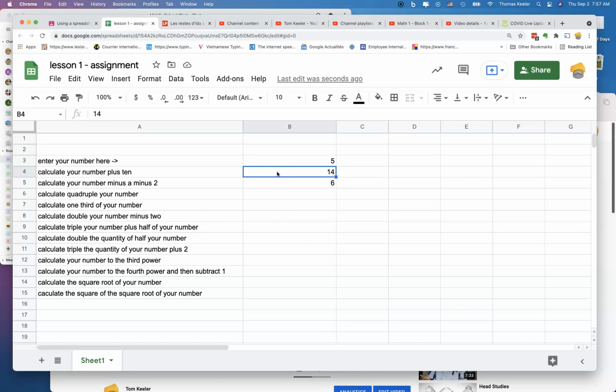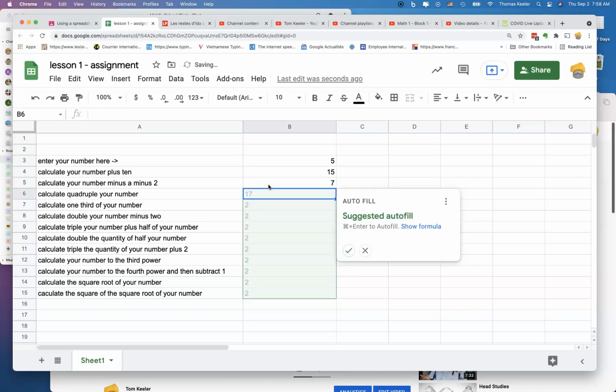Instead of saying, I'm going to tell you what 5 plus 10 is, I'm just going to say, look at what's in B3 and add 10 to it. And we see, oh, indeed, now we get 5 plus 10, 15. And the next one, your number minus minus 2, we say take whatever is in B3, and then we're going to minus a minus 2. And so that just gives you a little practice. What do you expect? Oh, it actually gets bigger. Okay. So the autofill, again, doesn't work here.